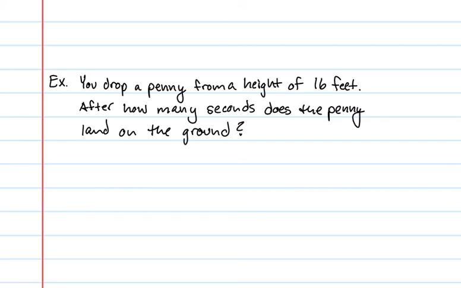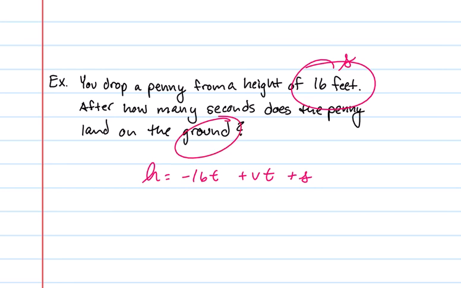So, yet again, I have this formula. And this 16 is my S. That's my initial height. I've got ground in here again. That is 0. That is my H. H equals 0. I am looking for seconds, so I'm still not replacing my T. T is what I'm solving for.